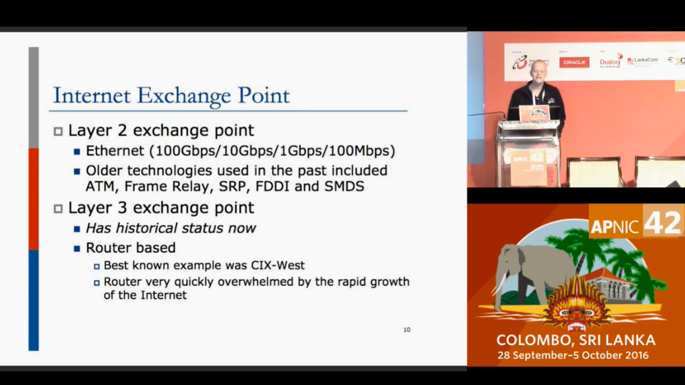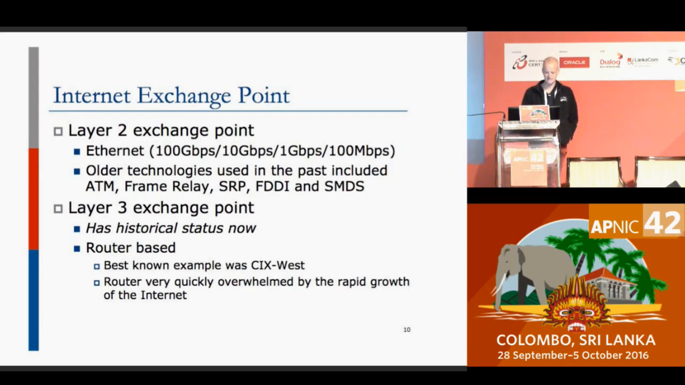But the interesting thing is, lots of other technologies have been used in the past. Right? We've seen IX fabrics using ATM, and we remember what that is. Frame relay, do you remember what that is? Do you even know what SRP is? Or FDDI, or SMDS? But those older and obsolete technologies have been used in the past for exchange points.